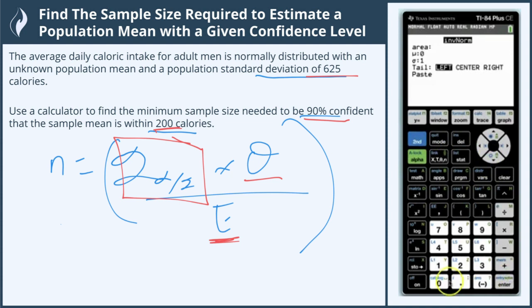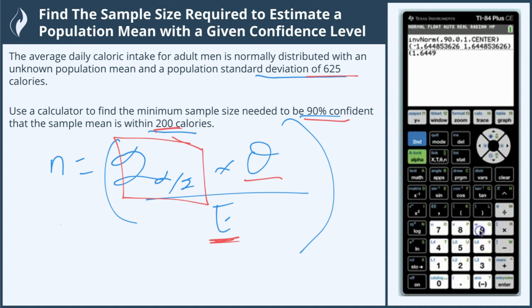So go to inverse norm. We enter our 90% confidence interval, which is 0.9 in our area. We're leaving it as a standard, and we're using the left because we are just doing a standard calculation. So hit enter. This is the range. Basically, this is actually a range, but we're only needing one side. And let me pause this real quick to explain why we're only using one side.